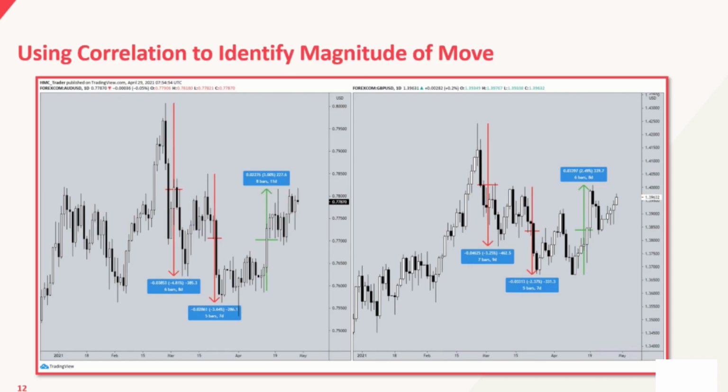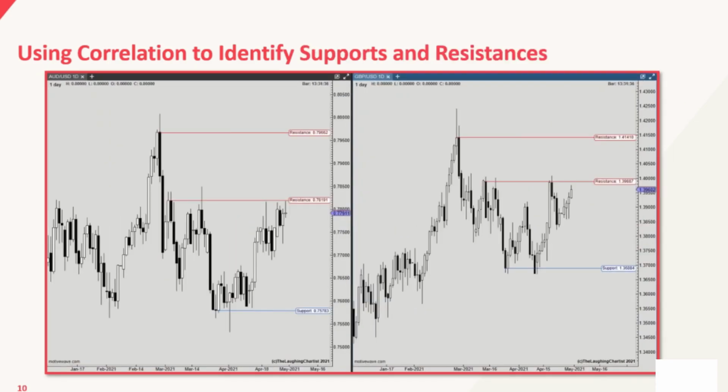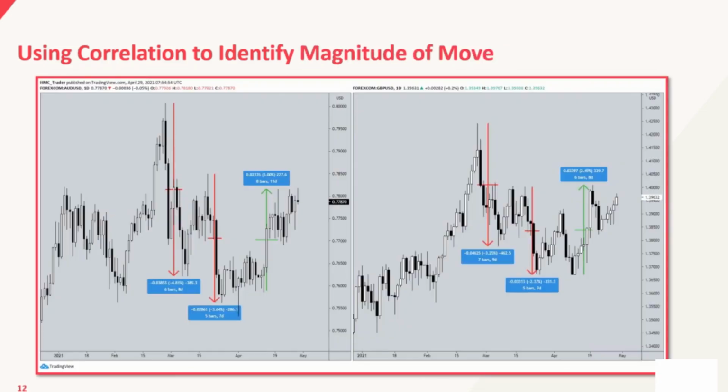Now, correlation can also help you identify the magnitude of the move. If you see this chart as familiar, it's because it is familiar. It is the same chart that I use when identifying support and resistance for Aussie dollar and pound dollar. On the left hand side, we have Aussie dollar. On the right hand side, we have pound dollar. I identified the magnitude of the move with red for down move and green for up move.